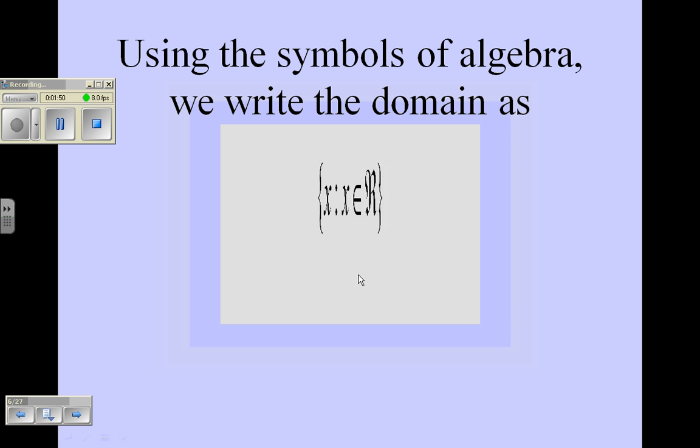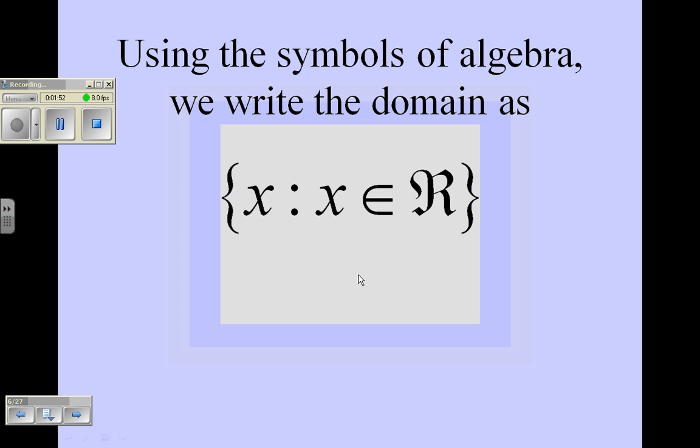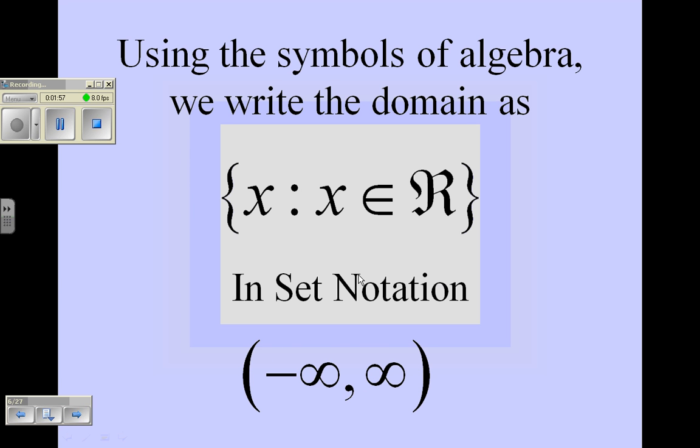The way you write this using the symbols of algebra is x is in the set of all real numbers. This area up here, where you can see my pen, is what you're used to in Algebra 1 and Algebra 2: x is in all real numbers. In calculus, we're going to start using a new notation called set notation, which we write this way. The set of all real numbers is all the numbers from negative infinity up to infinity.